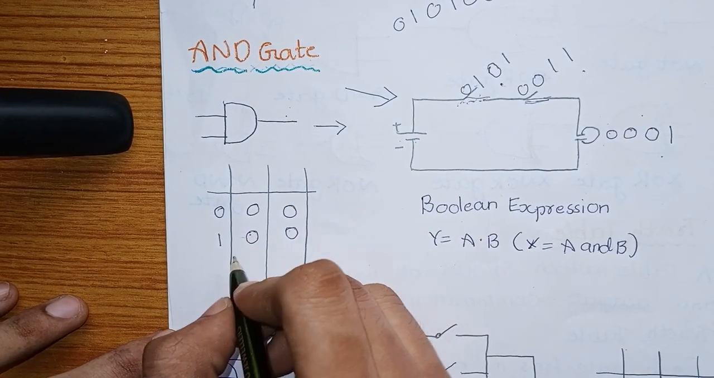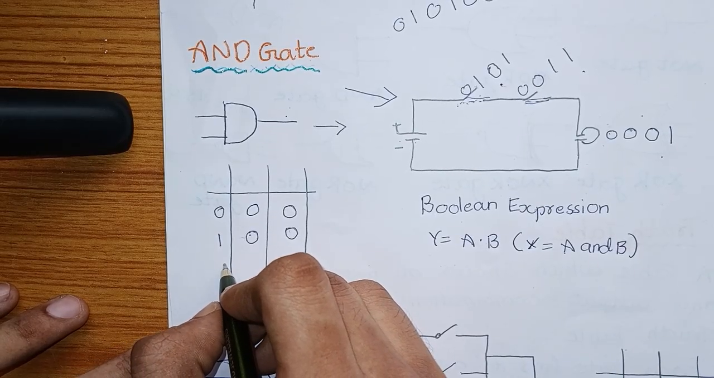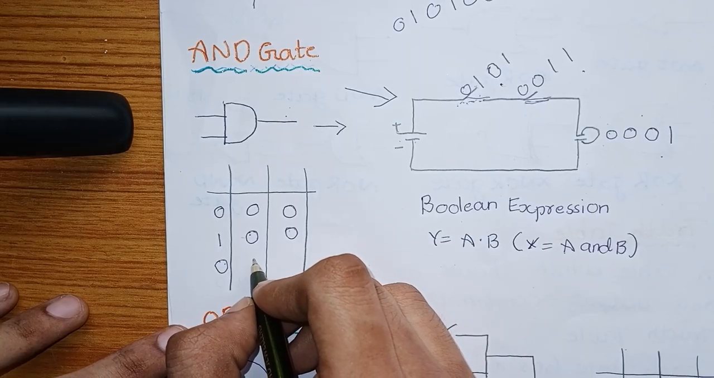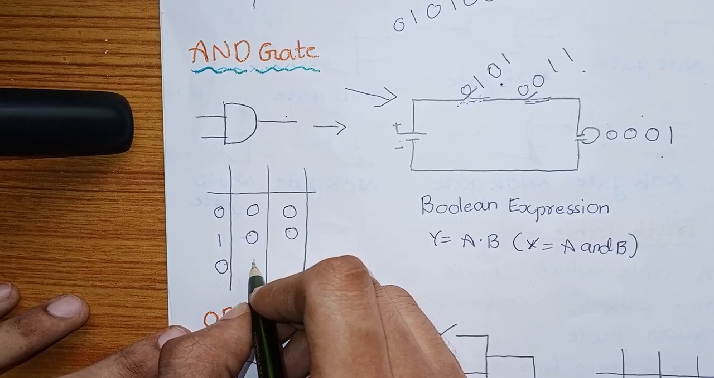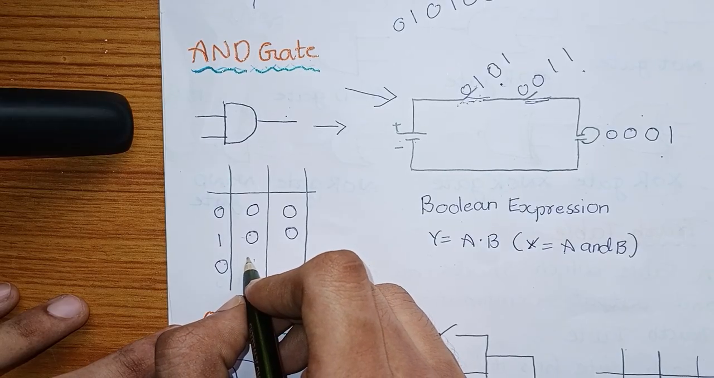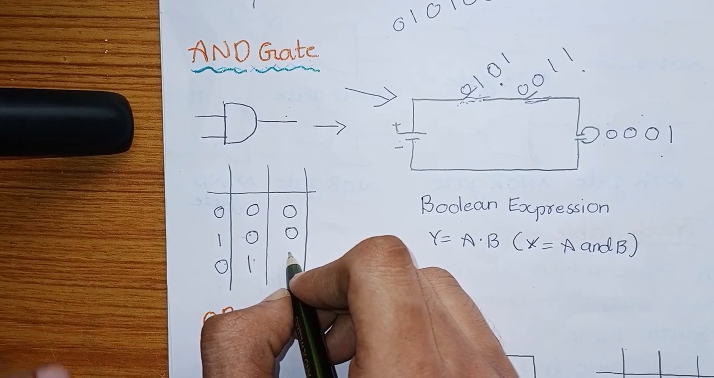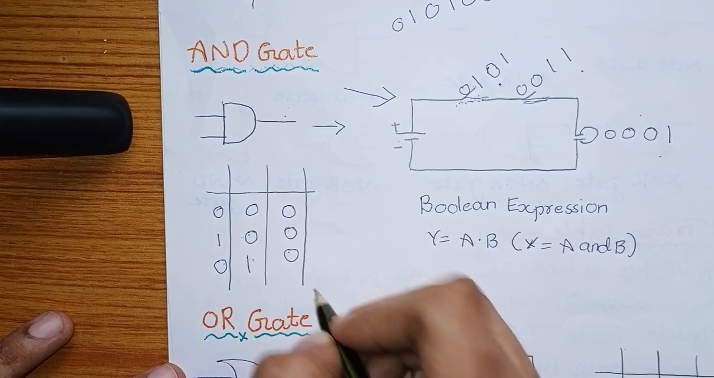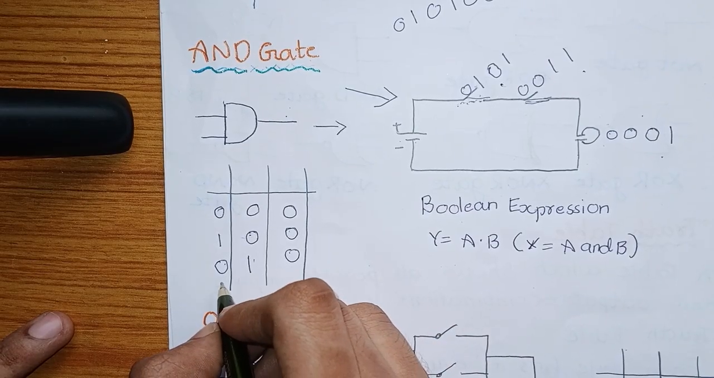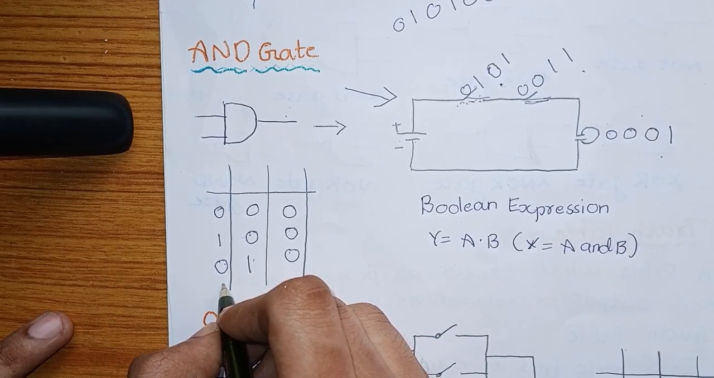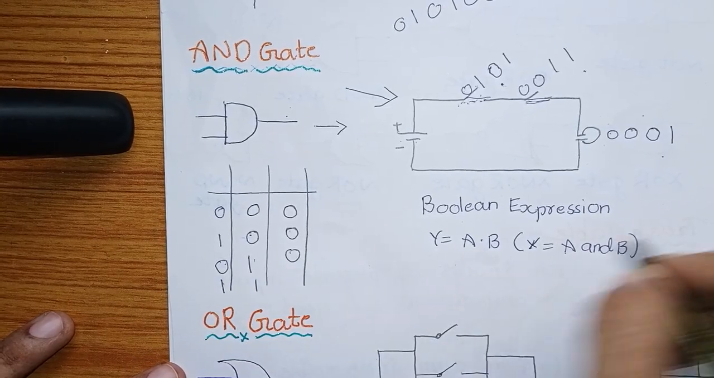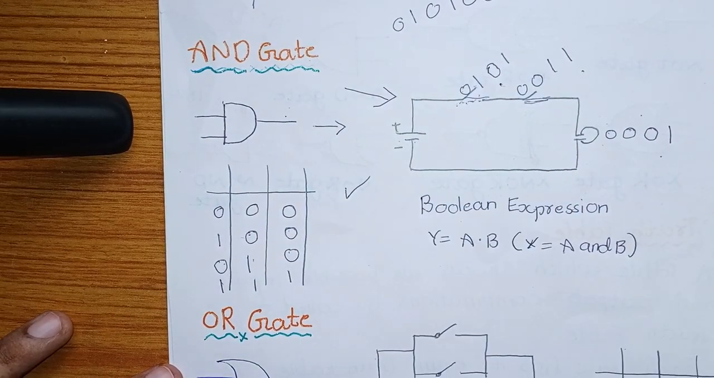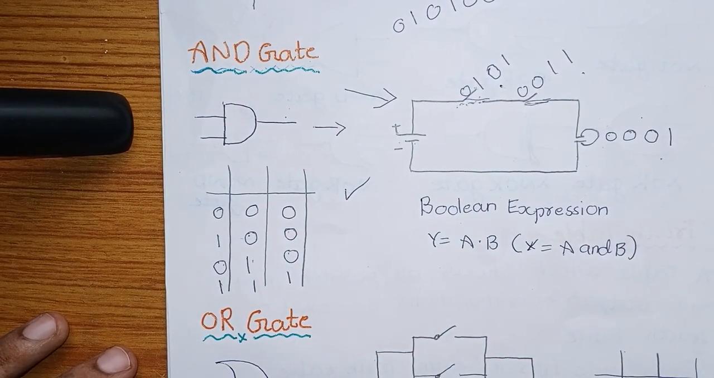In the third case, the first switch is opened, that is 0, and the second switch is closed. Sorry, I mean the first switch is open and the second switch is closed. Has the bulb glowed? No, definitely not. So it is 0. In the fourth case, we have closed both switches as 1 and 1. Did the bulb glow? Yes, definitely. Then it is 1. This is the truth table of the AND gate.